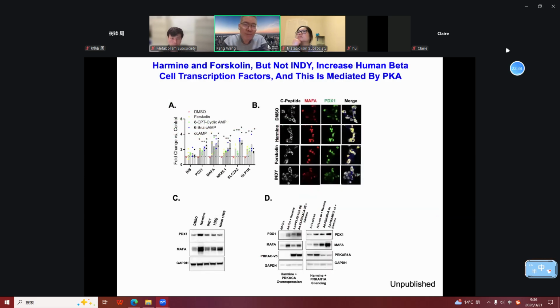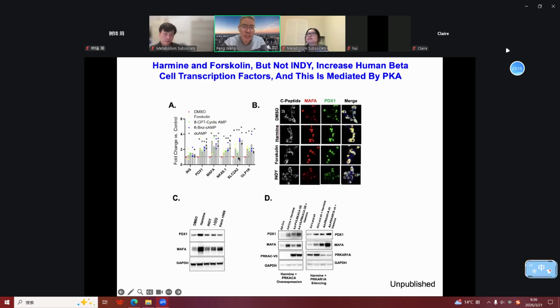Next, we ask if harmine can indeed increase PKA activities. So the PKA should be able to increase beta cell function gene expression as well. So we chose several PKA activators, including forskolin, cAMP mimetics, also 6-benzyl cAMP, and dibutyryl cAMP. These are typical PKA activators. Then we treat the human islets, then we measure beta cell function gene expression.